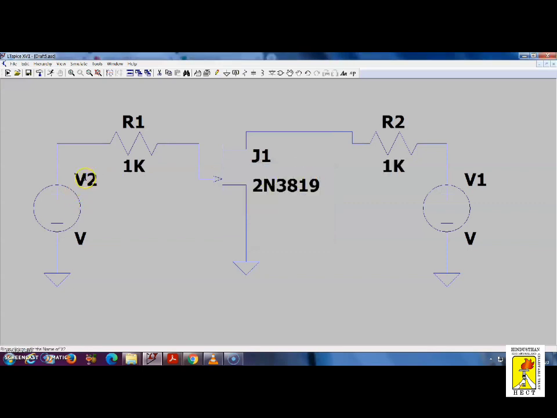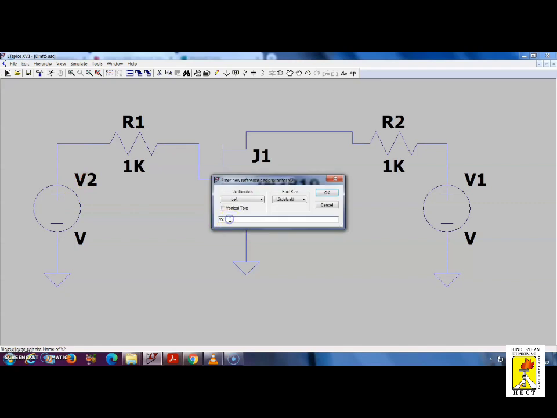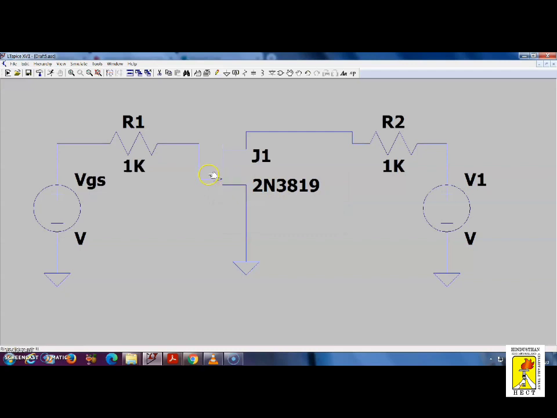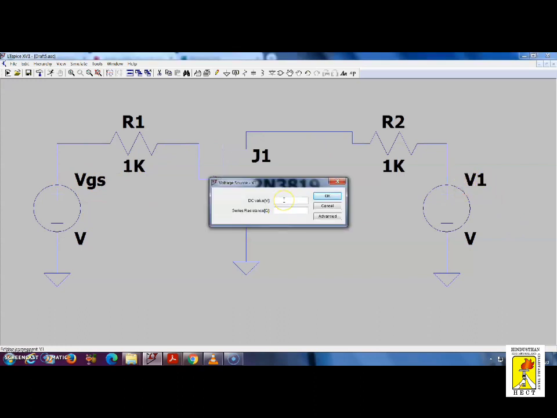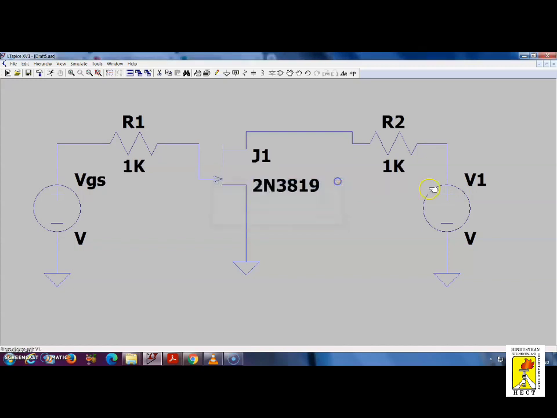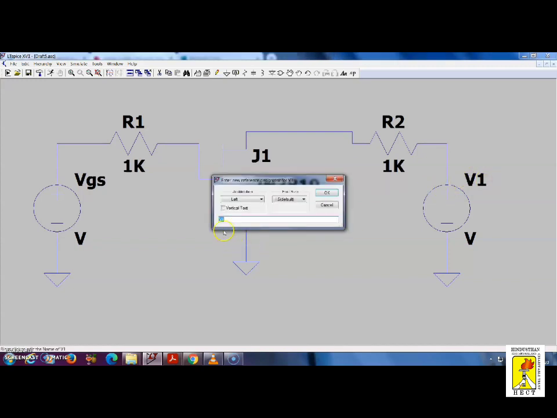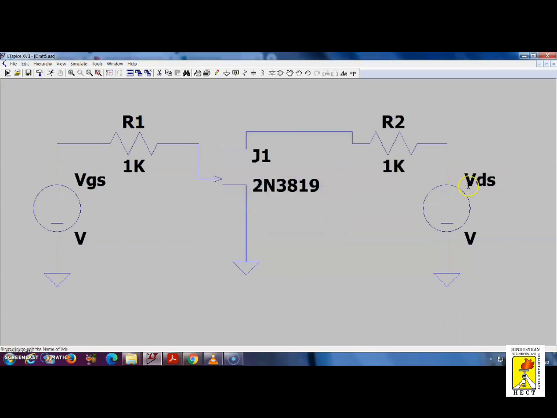Okay, and rename this voltage source as gate source voltage. So this is the gate terminal, this is the source terminal and this is the drain terminal. So I am renaming this as gate to source voltage, VGS. So it is not a voltmeter, it is a voltage source, named VGS, right? Okay.